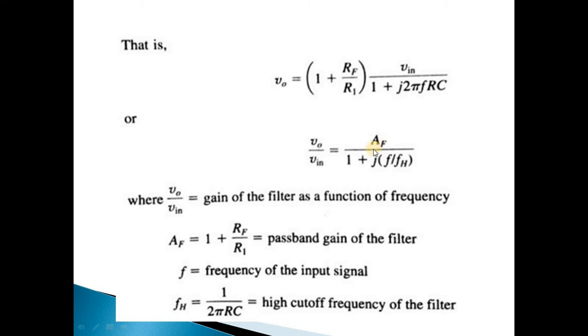So Vout divided by Vin is equal to AF divided by 1 plus j f divided by fH, where Vout divided by Vin is the gain of the filter as a function of frequency. AF we know is equal to 1 plus Rf divided by R1, and is the passband gain of the filter. f is the frequency of the input signal. fH is the high cutoff frequency of the filter, equal to 1 divided by 2 pi RC.